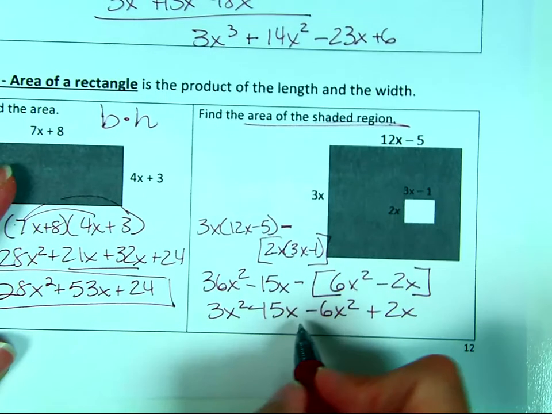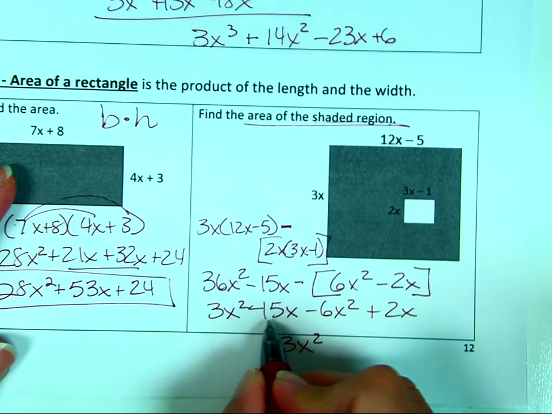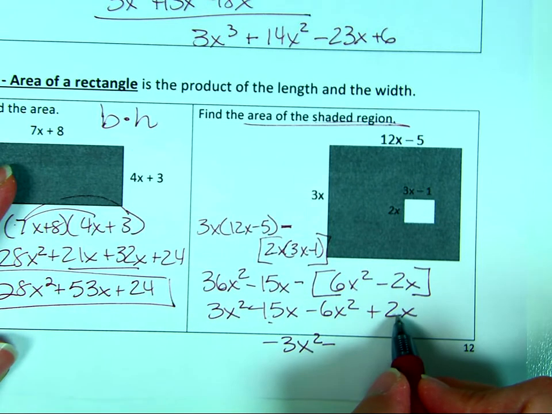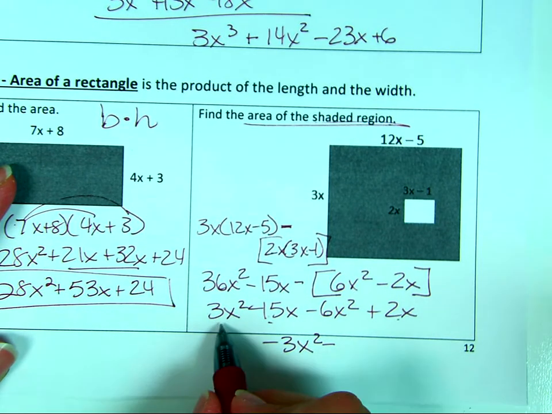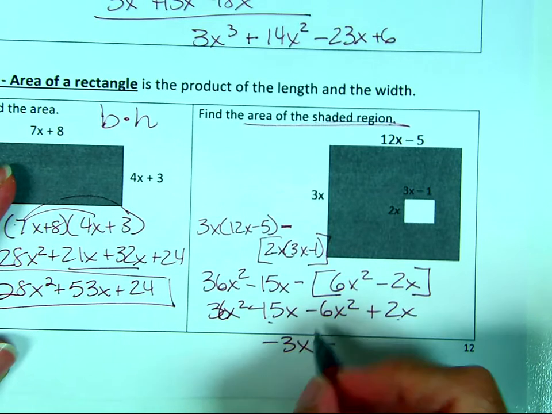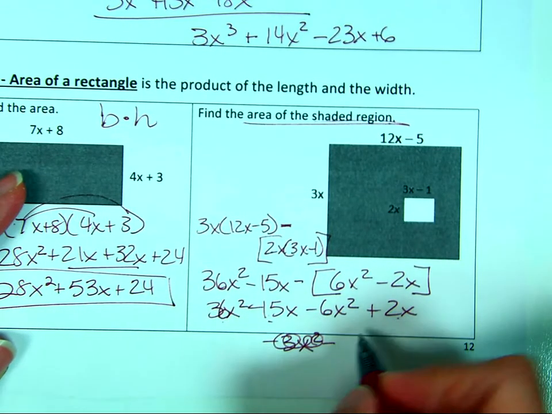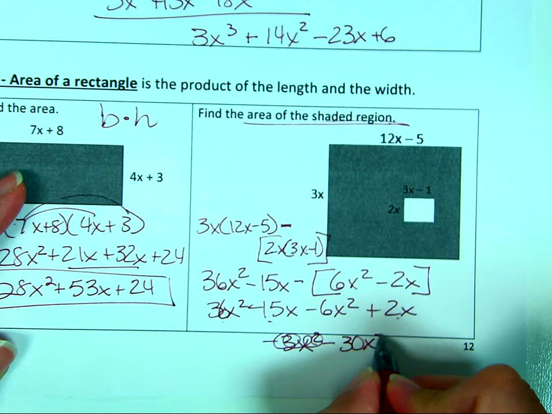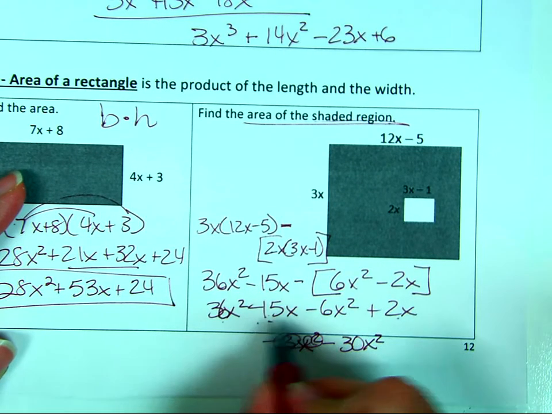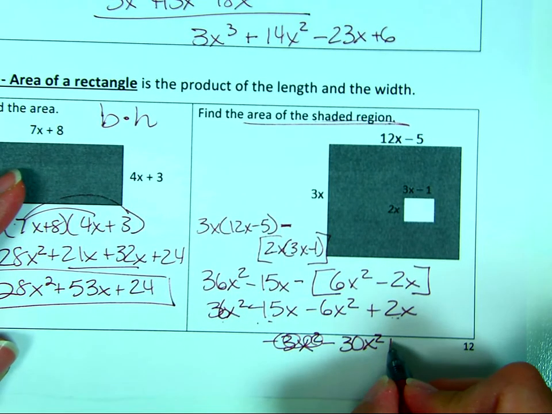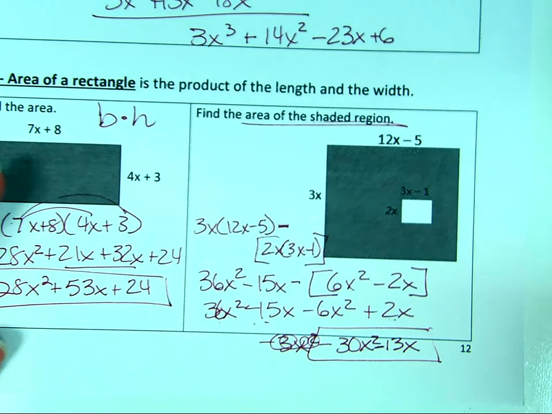I get a negative 3x squared minus, what is that, 15. Did I write that down wrong? Did I forget a 36? Okay. Let me scribble that out. 36x squared minus 6x squared is 30x squared. Then I get a negative 15 and a positive 2x. So that would be a negative 13x. There we go. Sorry for those little boo-boos.